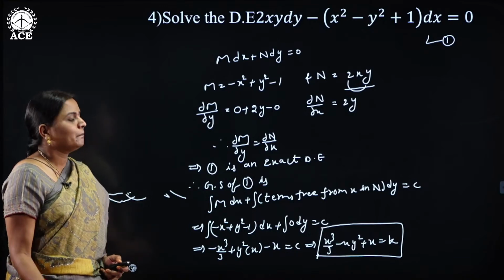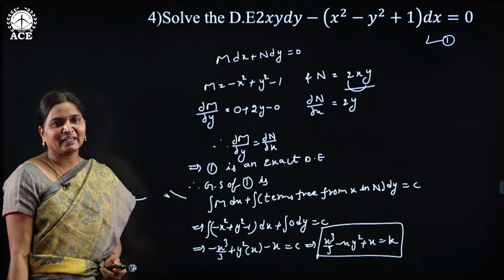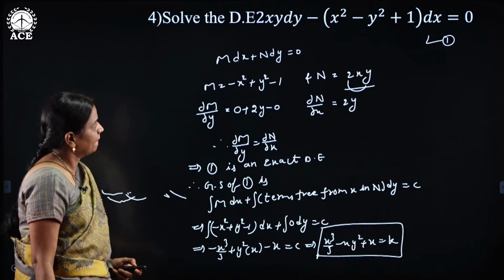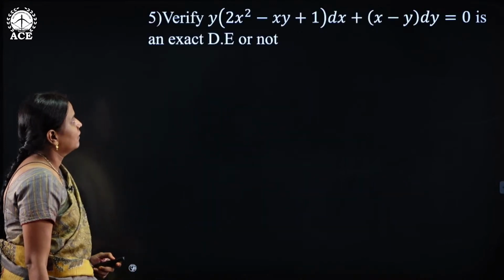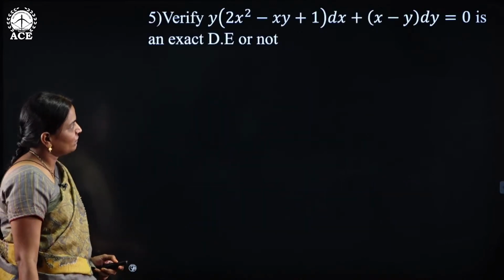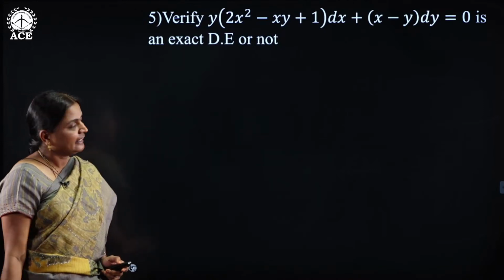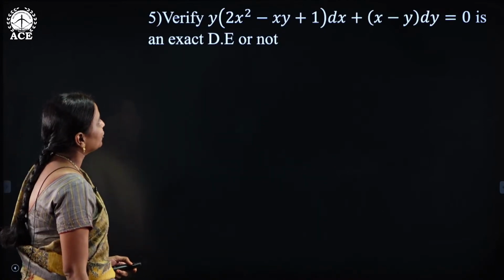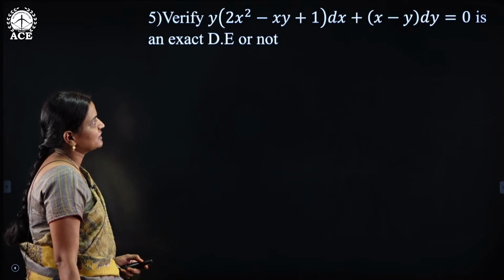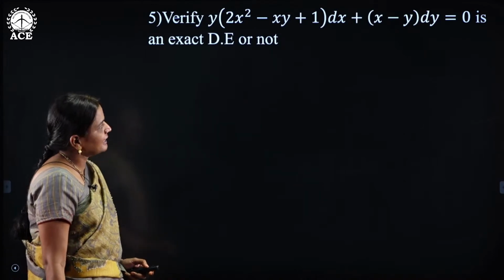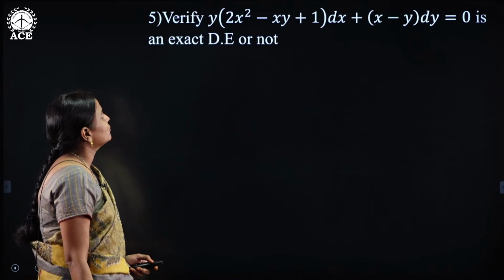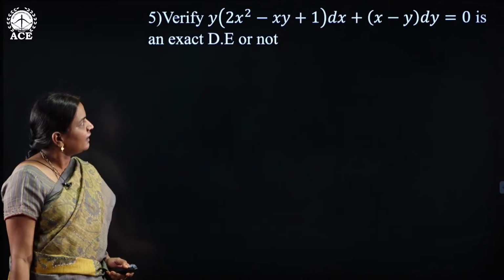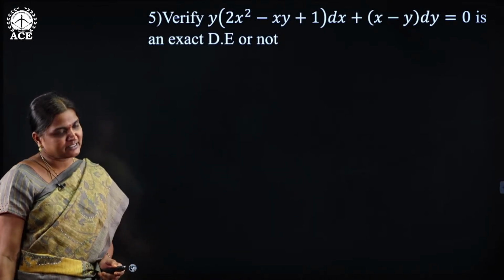All these are previous questions, frequently repeated questions. This is the short answer question. What is this question? Verify whether the given differential equation y into 2x square minus xy plus 1 into dx plus x minus y into dy equal to 0 is exact or not. So this is the short answer question.